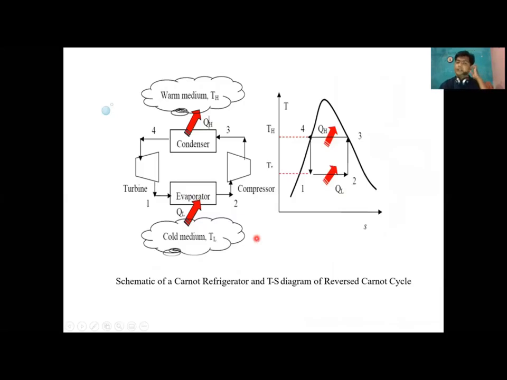Here I draw a TS diagram with respect to the layout diagram of evaporator, compressor, condenser, and turbine. Cold air is your desired place, at temperature TL. At low temperature, heat QL is absorbed by the evaporator in the 1 to 2 process, which is the evaporator process.